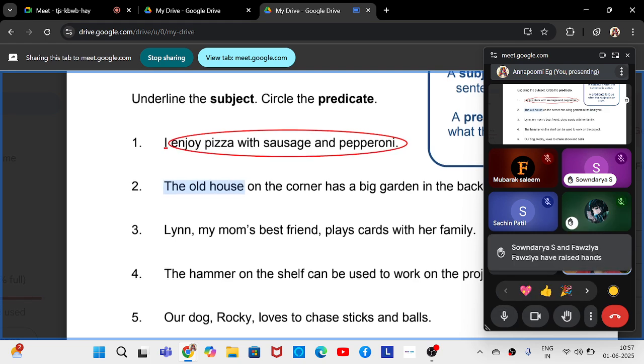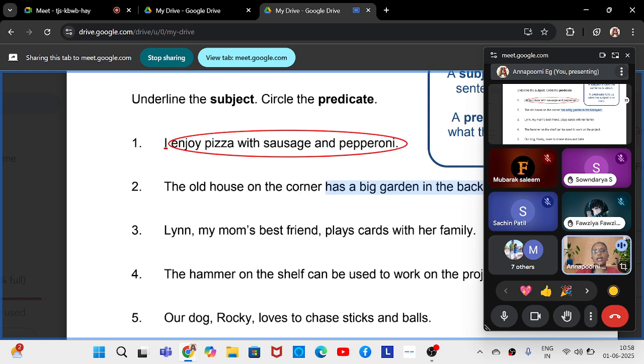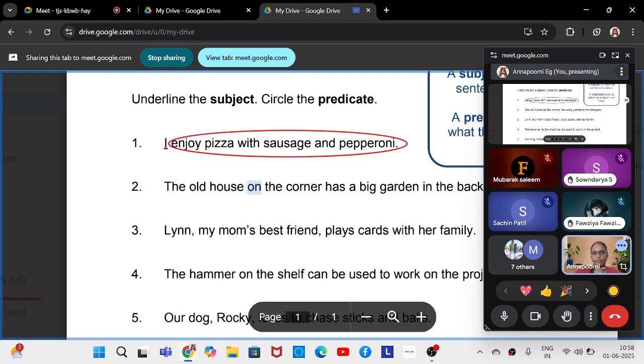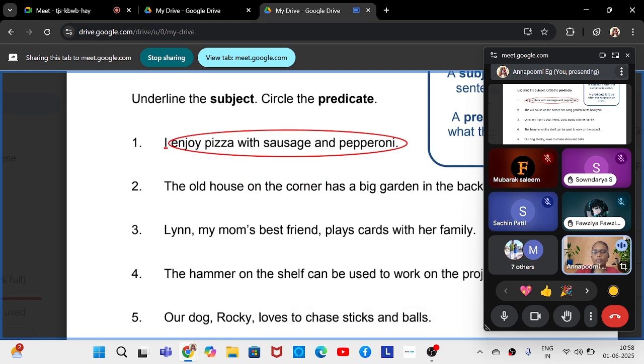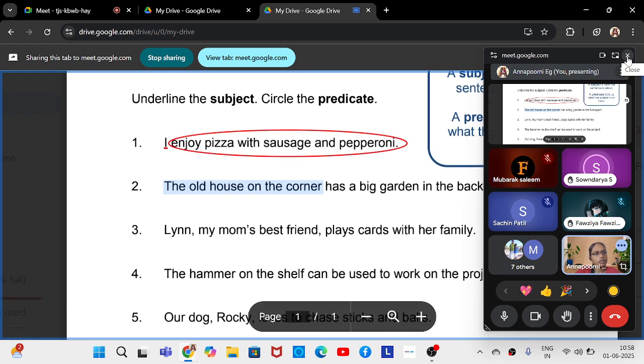Or you can do one thing. The old house is the subject. On the corner can be taken as a prepositional phrase. Has a big garden in the backyard will be the predicate. I am choosing on the corner as a PP, that is prepositional phrase, because on is a preposition. If you don't go into that much detail, that's fine. You can simply write the old house on the corner as the subject. Got it? Yes, ma'am. Thank you, ma'am.